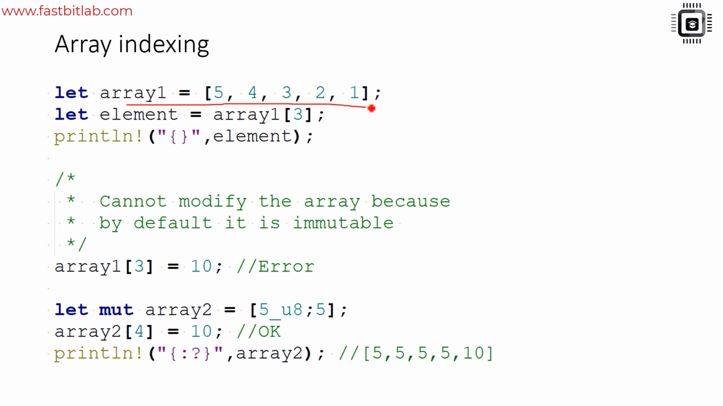And this is an immutable array. You cannot do something like this. This will be an error because this is immutable. And if you want to change the contents of the array, then you have to make it explicitly mutable by using the mut keyword. I hope you understand this.